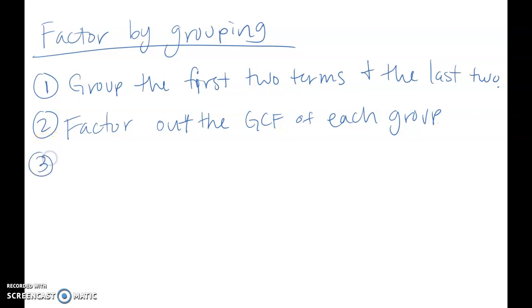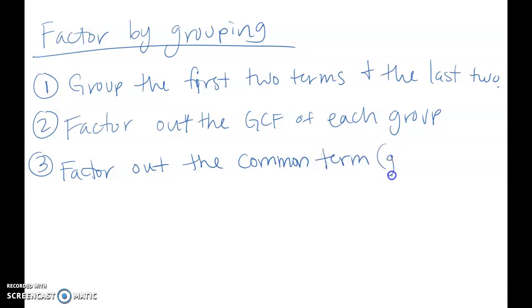Step 3 is going to be the GCF has to be the same for each of them, so you're going to pull that out. So factor out the common term. The groups, and I'll explain what this is, should match. And then step 4 is to check.